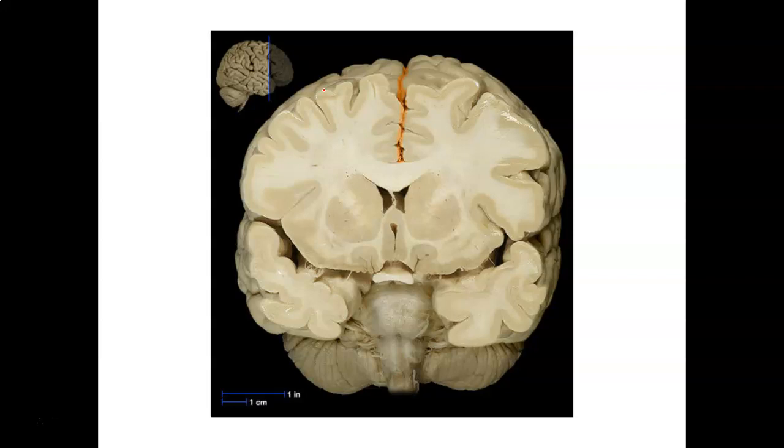But there's only so much room inside of the head. So in order to maximize how much cortex there is, the brain has these gyri and it has these sulci, so therefore we can maximize how much cortex there is.